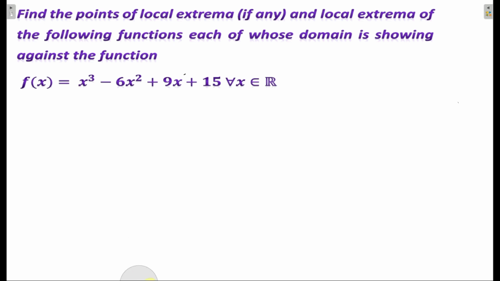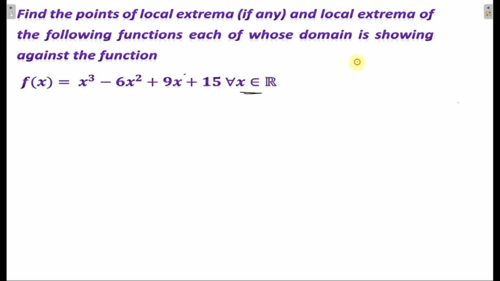Now let us solve the problems here. The first bit is to find the local extrema of the function given here against the interval shown here. So we already know the procedure to find the local maxima and local minima. Here I am using the second derivative test.